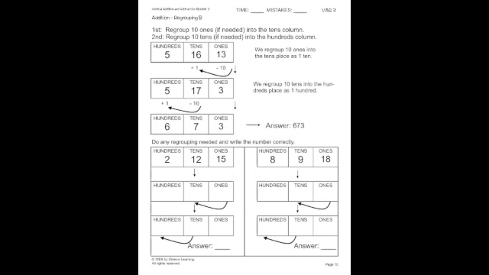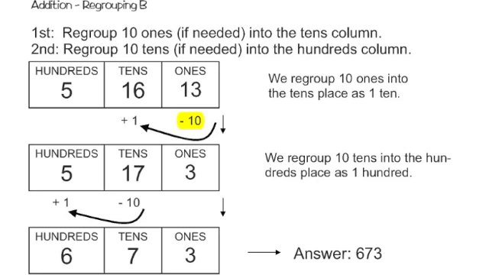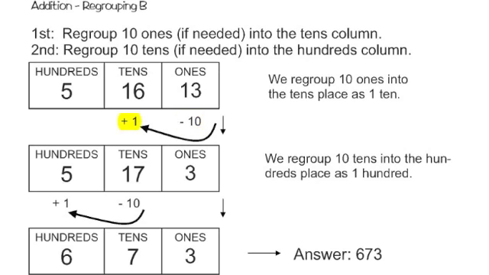Okay, so we're going to move on to page 10. Basically, what you really need to keep in mind is that there are 2 steps involved. Regroup 10 ones if needed into the tens column, and then regroup 10 tens if needed into the hundreds column. So going over the example here, I see that I have 5 hundreds, 16 tens, and 13 ones. I'm going to start with the ones. Can I regroup? Yes. I have 10 or more. So now I'm going to take 10 away from the ones column and add 1 into the tens column.